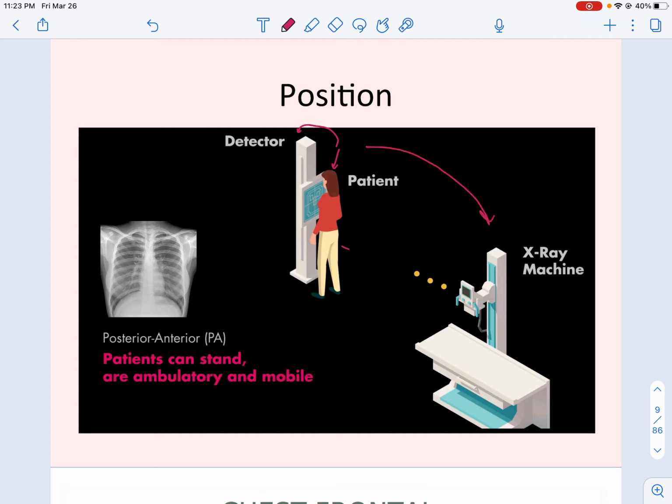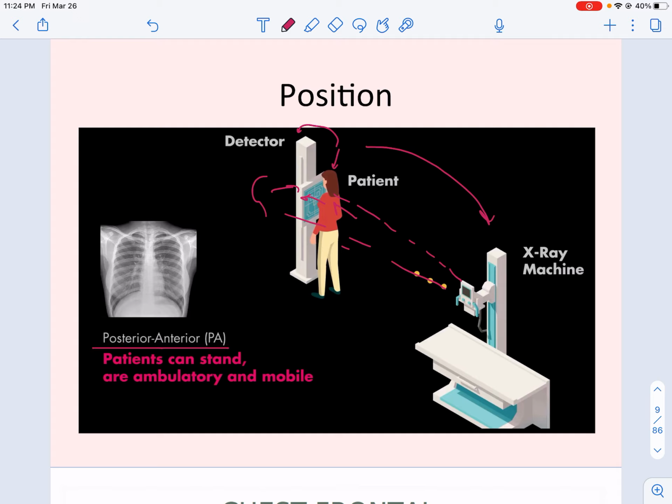For example, in this picture, the patient is facing the detector and gives the back to the X-ray machine. The beam comes out of the X-ray machine like that. So the beam is going to penetrate the patient's back first, then the detector creates a picture. This is called posterior anterior, or PA.